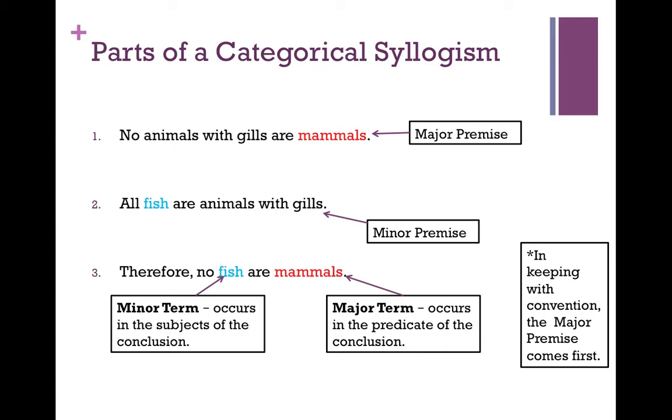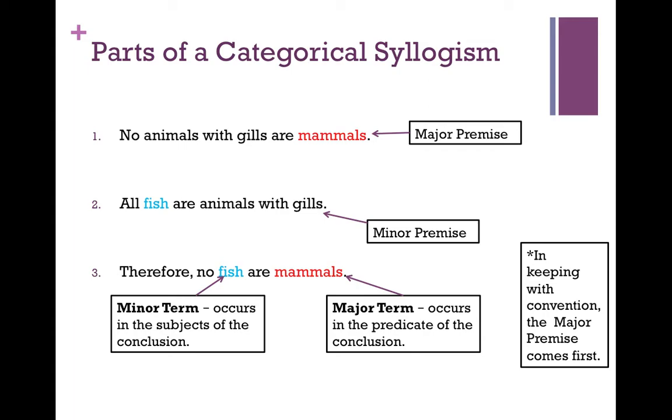You might remember the major comes first, and the minor comes second. I don't know, the major, the most important, comes first, but it's really not any more important than the other one. Maybe that's a helpful mnemonic device for you. But it is a convention to put the major premise first. And so putting a categorical syllogism into standard form, you always list the major premise first.